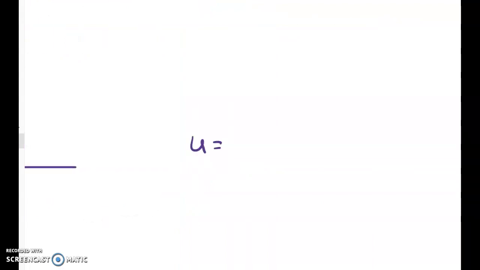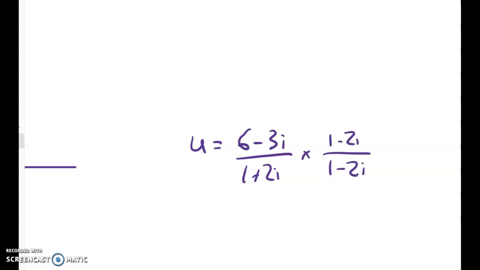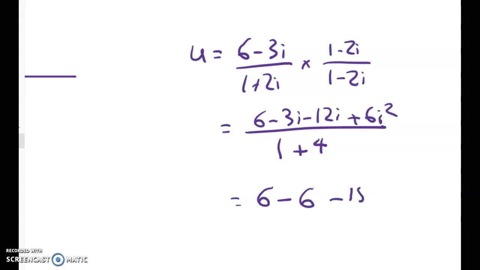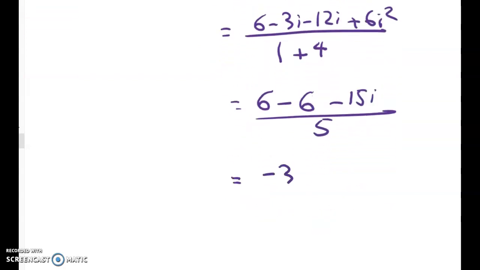The most obvious way to do this one, especially when I find my piece of paper with u on, is to multiply top and bottom of the fraction by the conjugate, right? So 1 minus 2i, 1 minus 2i, carefully working through that because it's a show that question. I get 1 plus 4, and up here I get 6 minus 3i minus 12i plus 6i squared, which equals 6 minus 15i over 5, and that gives me a very nice negative 3i.